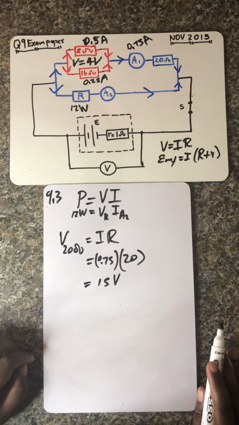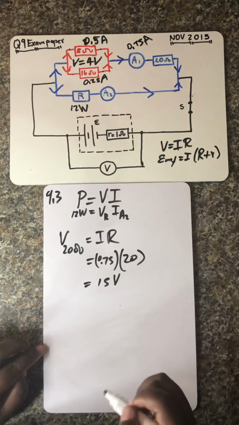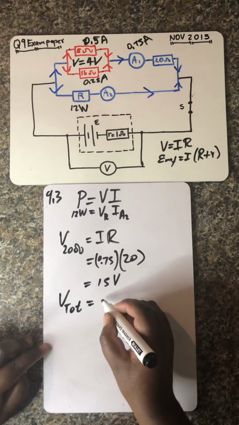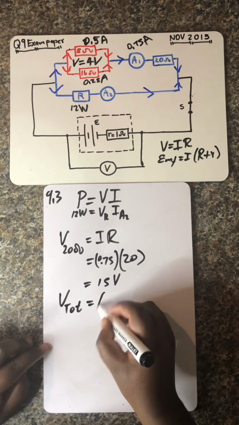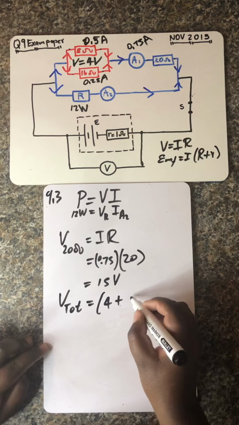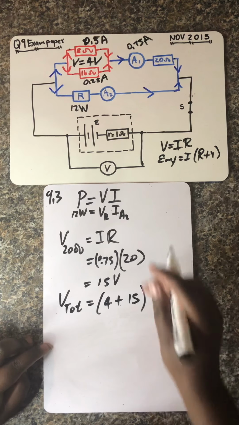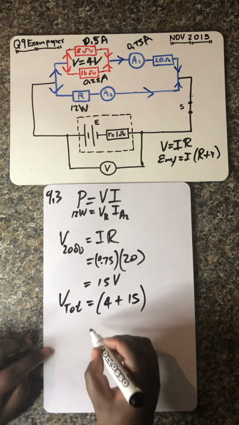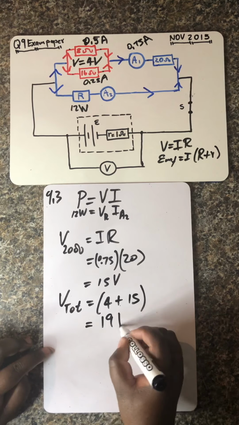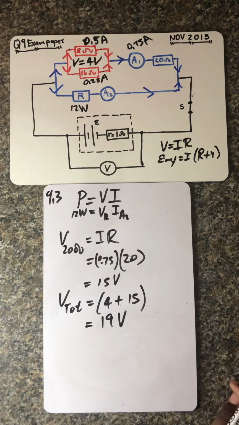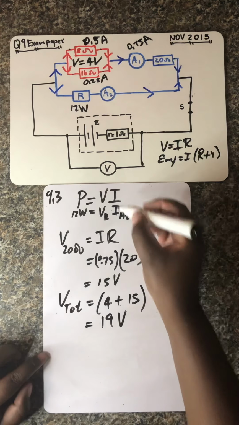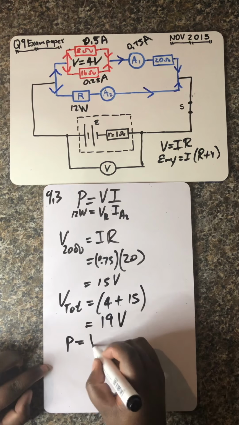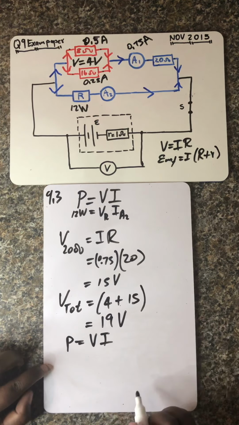So let's see, this is the V, so that means we can say V total is equal to, obviously, 4 plus 15 volts. This is 4 volts plus 15 volts, which is equal to 19 volts, right? So now we can substitute into that formula, which is P equals VI.